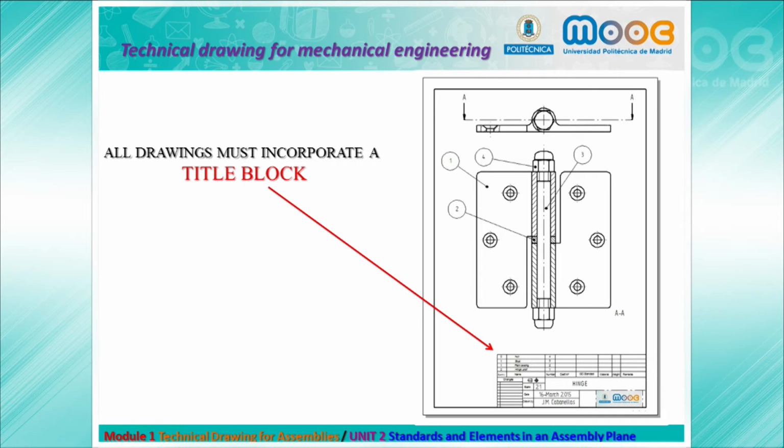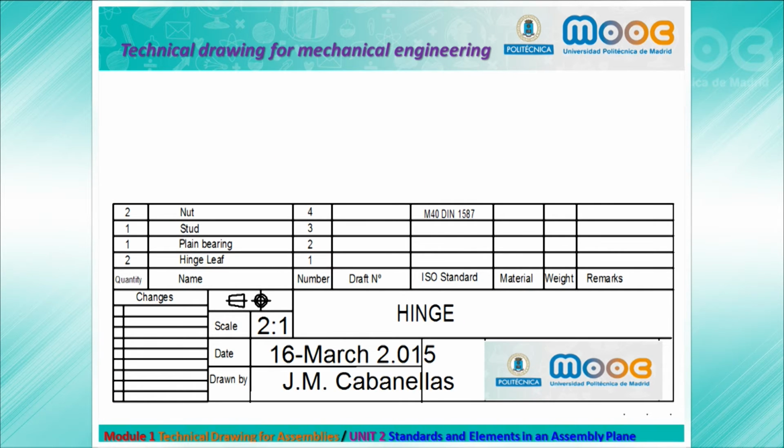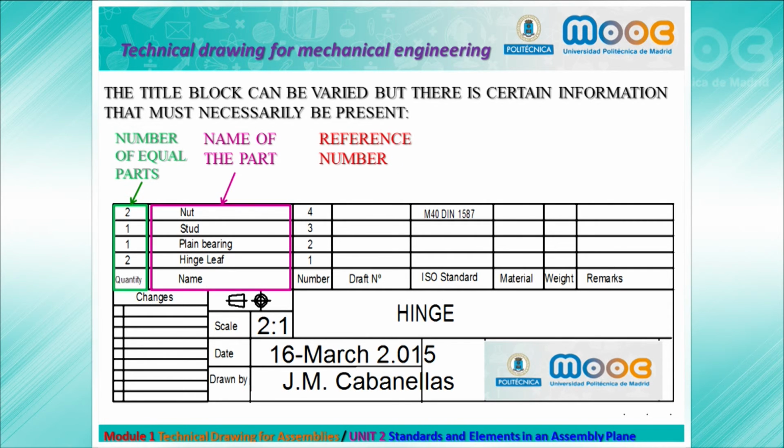It is important always to incorporate a title block. Our title block has very important information. It can vary, but there is some information that it must be always present. The number of equal parts, the name of the part, of each different part, the reference number, and if needed, the standard for standard parts. It can be either ISO standard or sometimes we will use the European DIN standard.